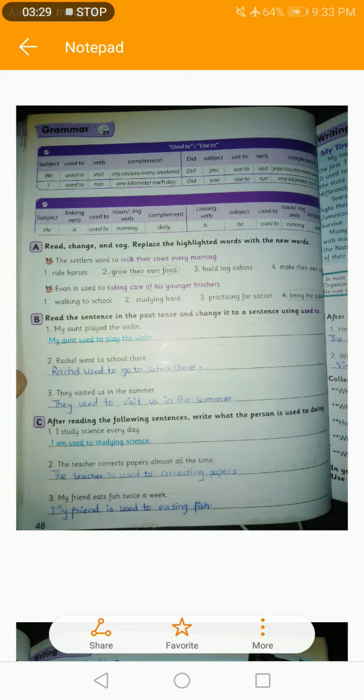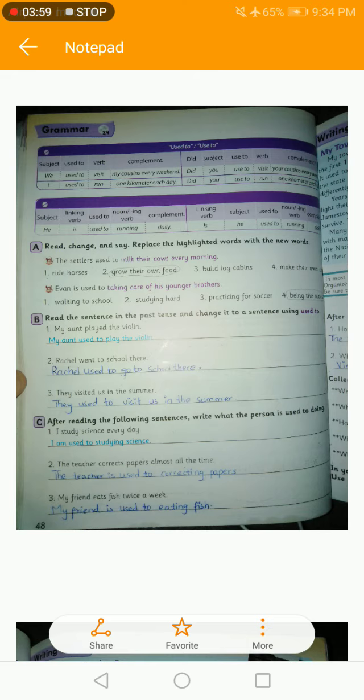Then the second one: The teacher corrects papers almost all the time. It means that the teacher is used to correcting papers. Now we have the third one: My friend eats fish twice a week. It means that my friend is used to eating fish.